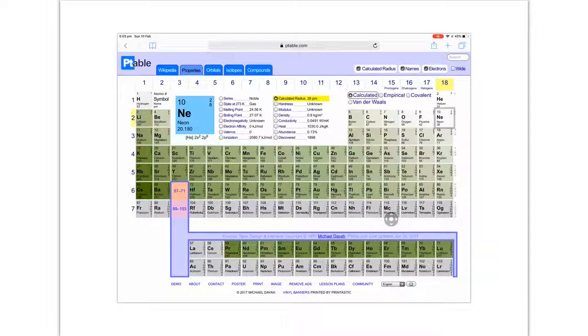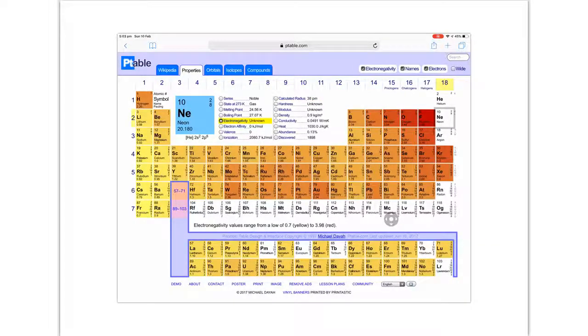The next property we want to look at is electronegativity. I talked about electronegativity before, which is how much an atom wants to attract electrons from another atom, so either how much it wants to gain them or lose them. The trend here is essentially that, always remember, fluorine is the most electronegative atom. Fluorine wants electrons more than anyone else. So as you get closer to fluorine, you get more electronegative.